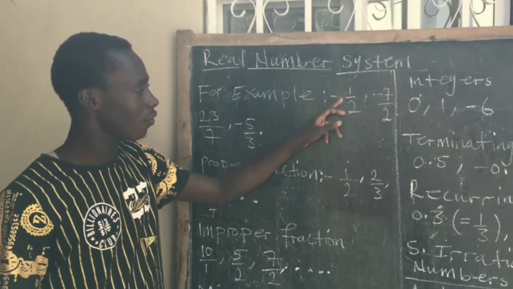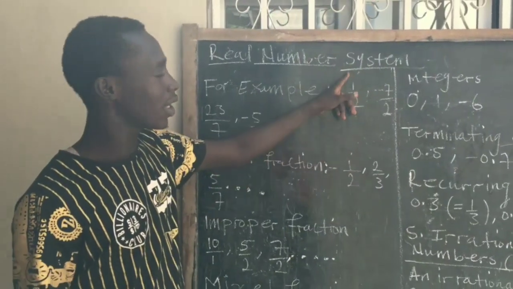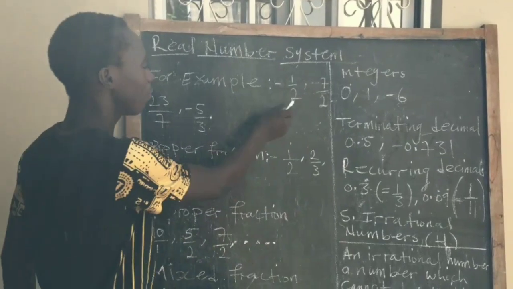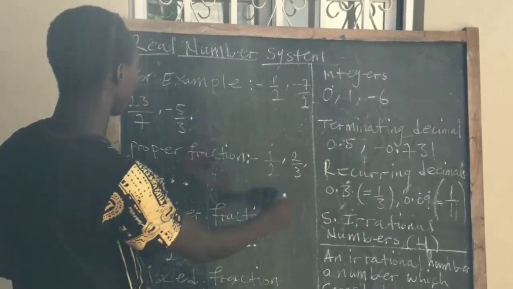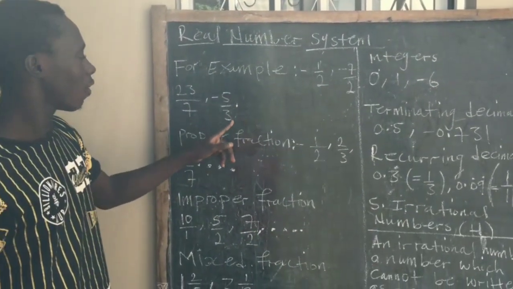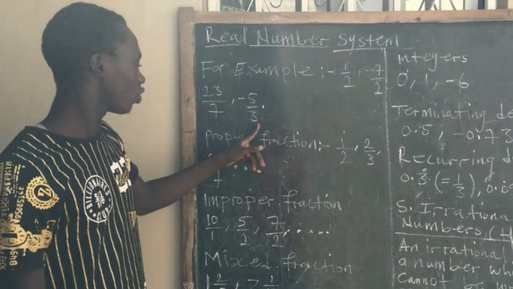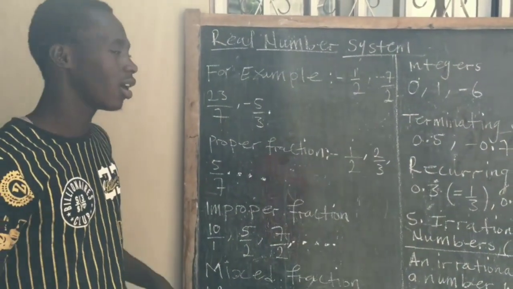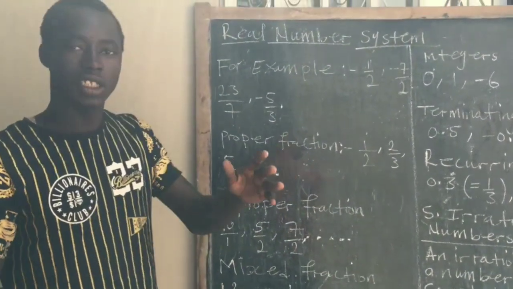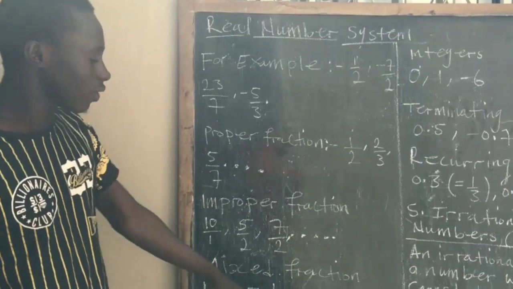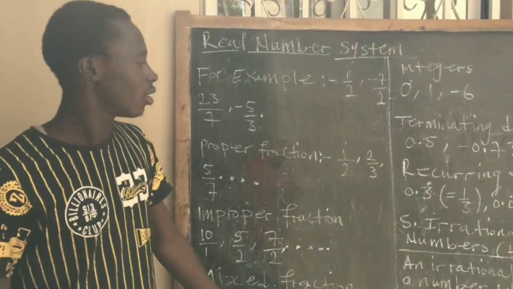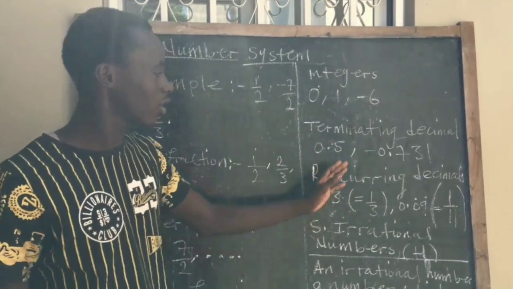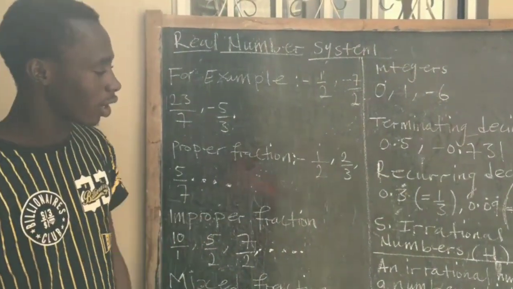So here you have fractions. Look at them. They can also be written in the form a/b, where b is not equal to 0. Look at that: 1/2, -7/2, 23/5, -5/3. They are all rational numbers. And all proper fractions are rational numbers. All improper fractions are rational numbers. All mixed fractions are rational numbers. All integers are rational numbers. Terminating decimals are all rational numbers. Recurring decimals are also rational numbers.